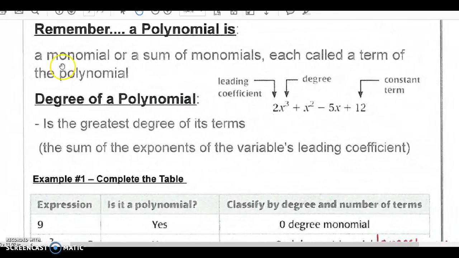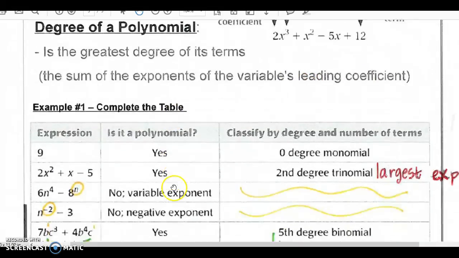Now, a polynomial is a monomial or a sum of monomials, each called a term. So you have your leading coefficient out in front, you have the degree of the variable, you're adding 3 more terms here. So this is a polynomial. It's 4 terms being added or subtracted together. This is the constant. The degree of the polynomial, not monomial this time, but the degree of more than one thing in there, is the greatest degree of its terms. So it's the sum of the exponents of the variable's leading coefficient. So remember, the leading coefficient up above is 2. So the leading coefficient decides what the degree is going to be.